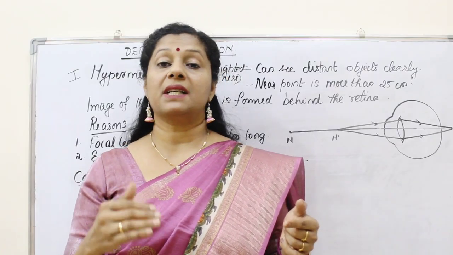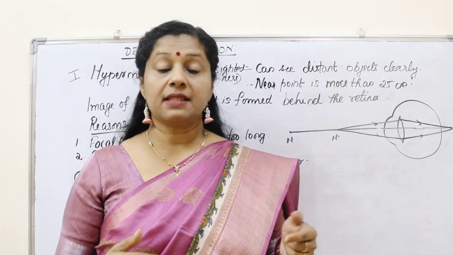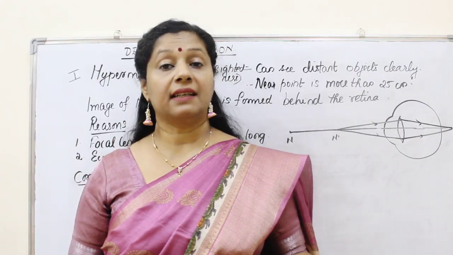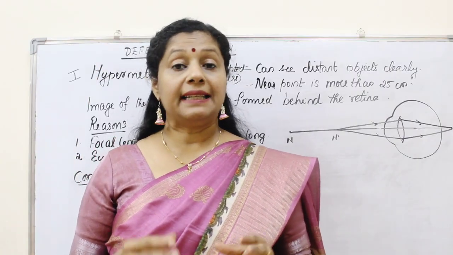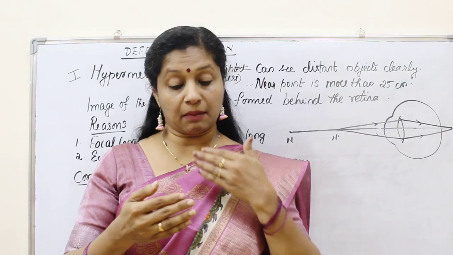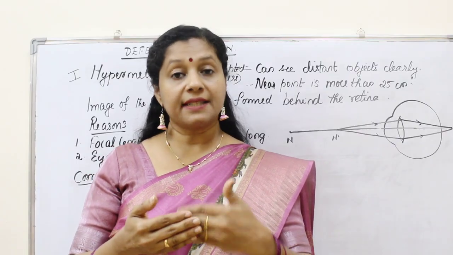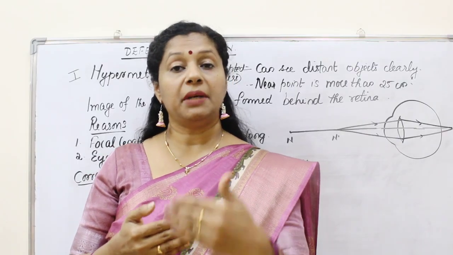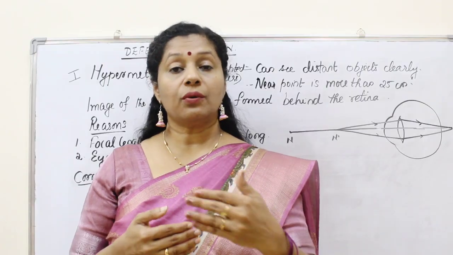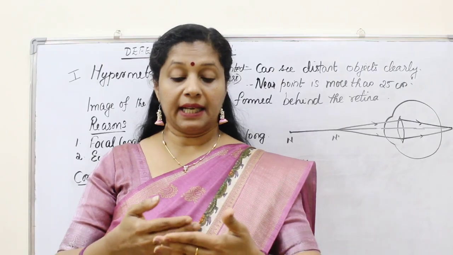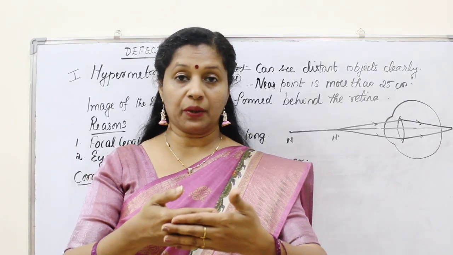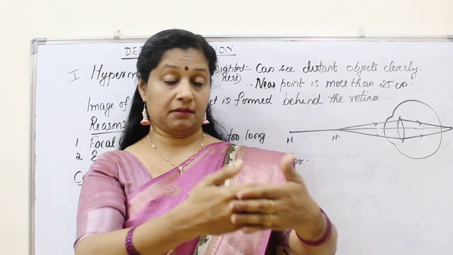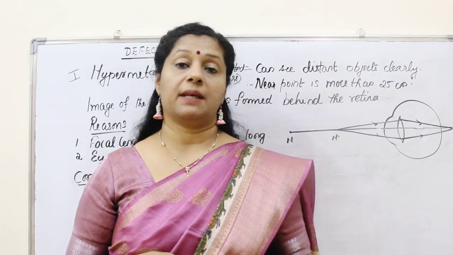Here nearby objects are not clear, whereas far away objects can be seen clearly, because in this case their near point, which is supposed to be 25 centimeters, is not 25, but a little beyond that. So when they keep the object at 25, they are not able to read, but if you keep it a little farther away, they are able to see.